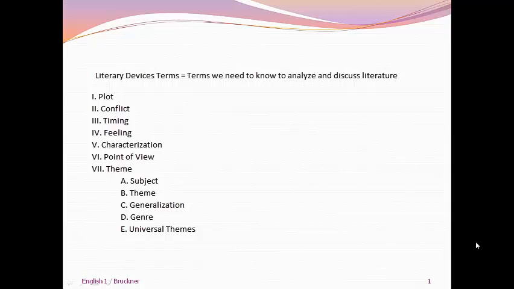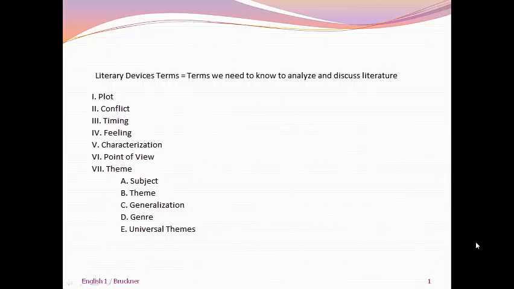Then we moved on to conflict, and we talked about internal and external conflicts. Third, we talked about the timing of the story with flashbacks, flash forwards, foreshadowing, sequence. Then next we talked about the feeling of the story. We talked about tone and mood and author's diction. We talked about the setting and the atmosphere, all combined to create that feeling in the story.